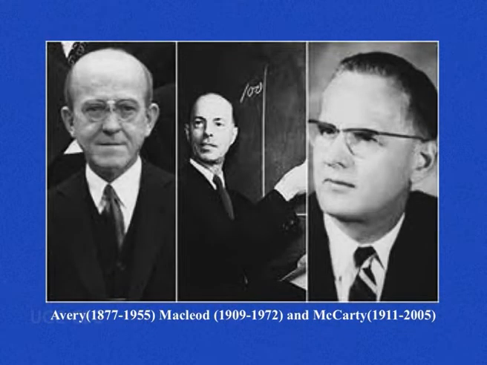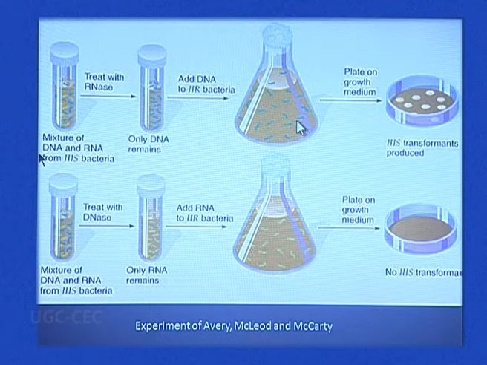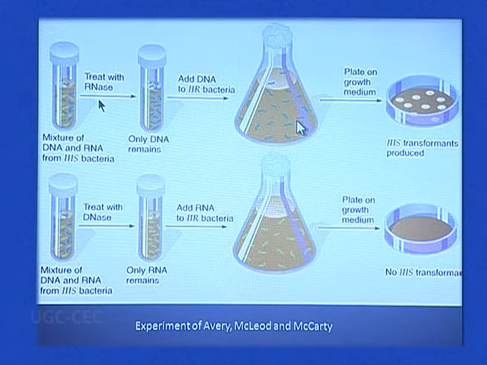Later on, three different scientists, namely Avery, MacLeod and McCarty, in the year 1944, actually identified the transformation principle. They showed it is actually the DNA of the dead cell which is causing the transformation in the living cell, making it a deadly strain. And this was the experiment they did. You can see here there was a mixture of DNA and RNA from the 3S bacteria. It was treated with RNase, so the RNA was not there. Then the DNA was added to the 2R bacteria and the plate grew. Here the 3S transformants were produced.